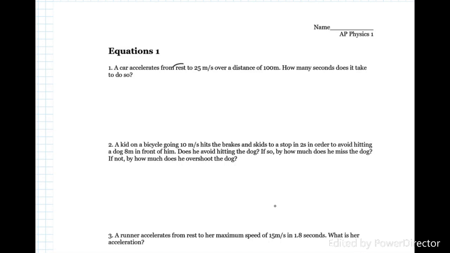So, if the car is accelerating from rest, what I want to do is circle all of the information that it's giving me, circle all of my data, and we're going to underline the question. All of this requires some interpretation. So when a car accelerates from rest, rest is telling me that the initial velocity is equal to 0. To 25 meters per second, the final velocity is equal to 25 meters per second, over a distance of 100 meters. So my delta x is 100 meters. And this is asking what's the time.